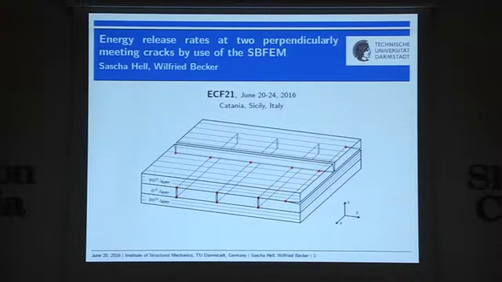But there are not only 2-dimensional singularities, but also 3-dimensional point singularities. And some are marked by red dots. For example, here the 2 interfiber cracks are meeting each other in the interface. Now we are especially interested in these 3-dimensional point singularities and want to study their possible influence on the failure process in such a laminate. In this talk, I want to show that the scaled boundary finite element method can be such a method.